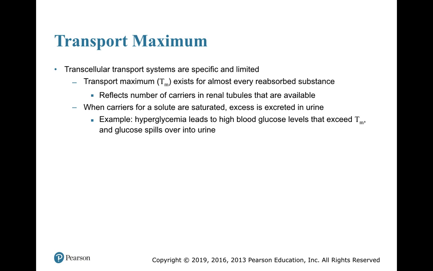And this is what happens when a diabetic patient has hyperglycemia. So if you have a lot of glucose in your blood, there will be a lot of glucose in the filtrate, and the amount in the filtrate will exceed the ability to pull that glucose back into the blood, so you'll end up with glucose in the urine.